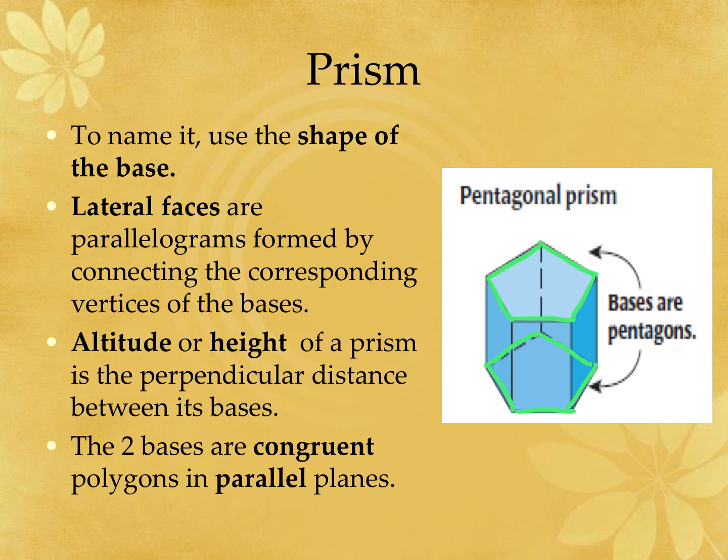The lateral faces in this picture are parallelograms. They also look like they're rectangles. It all depends on the shape, but the lateral faces will be parallelograms that are formed by connecting the corresponding vertices of the bases. You will also have a height or an altitude of your prism. And remember, the height will always be indicated by a right angle because it's the perpendicular distance between the bases. And then the 2 bases are always going to be 2 congruent polygons in parallel planes.